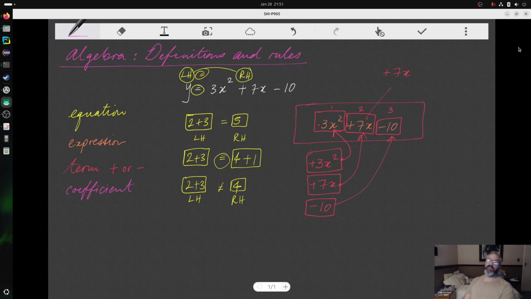Alright, now coefficient is easy to remember, even if the word is a difficult word to pronounce. The 3 here in front of this x squared, that 3 is the coefficient of x squared. The 7, or in this case the plus 7 or the positive 7, remember that sign, that 7 is the coefficient of the x. Okay, can you see? It's easy to remember. So the coefficient is just the number that is in front of the letter. That 7 there, that's the coefficient.